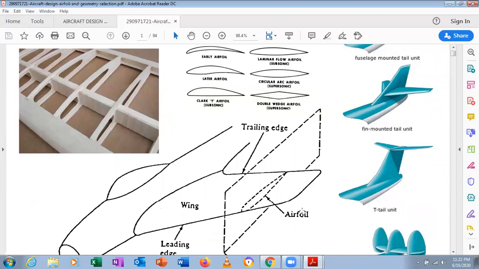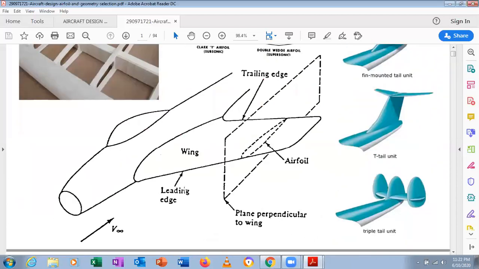Look here at the wing. It is a cross section of the wing, and there is an airfoil. You can look at the airfoil shape. When you cut the wing, you can see the airfoil shape, which means a series of airfoils will be there. The skeleton of the wing is made up of airfoils.